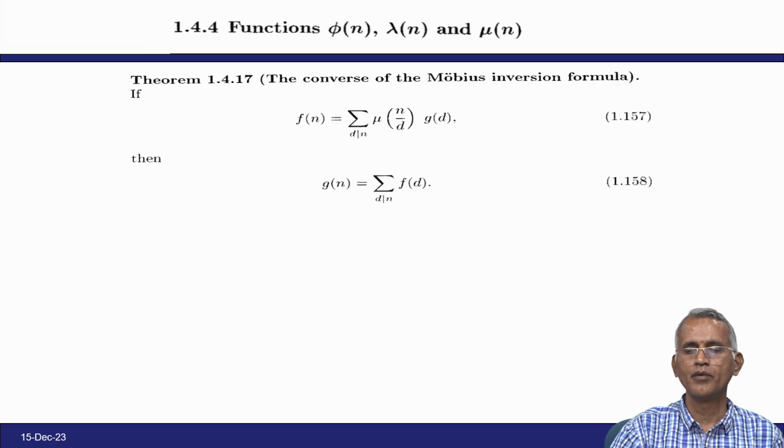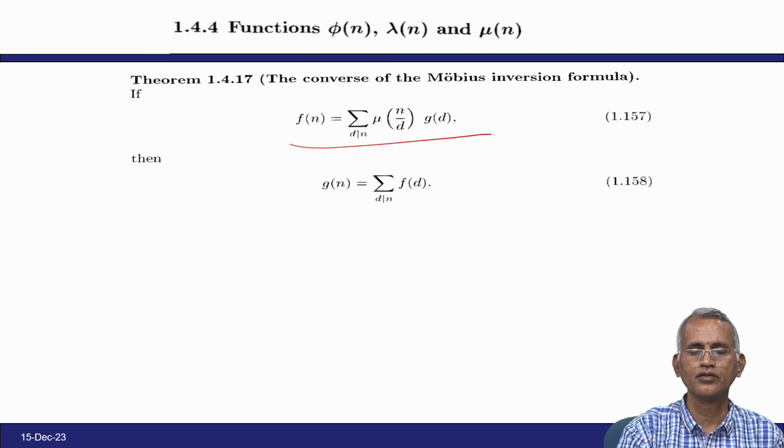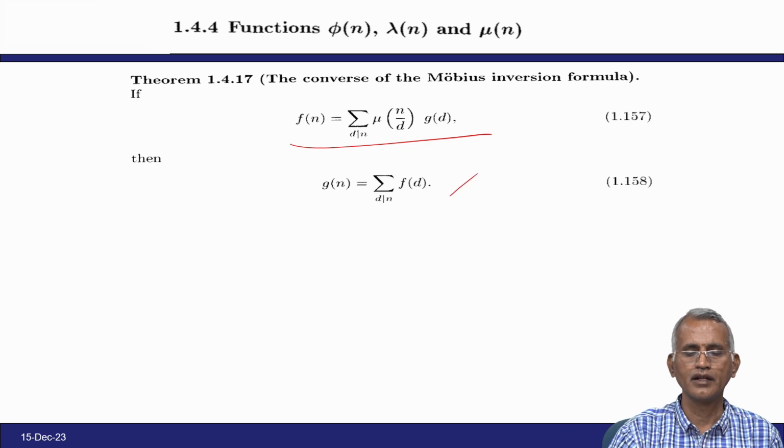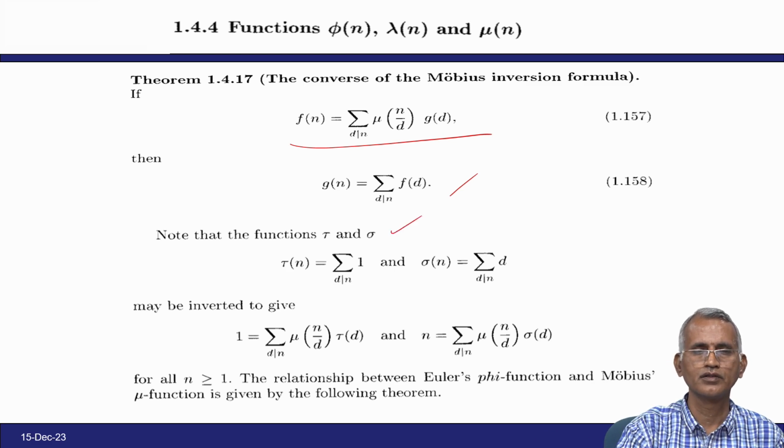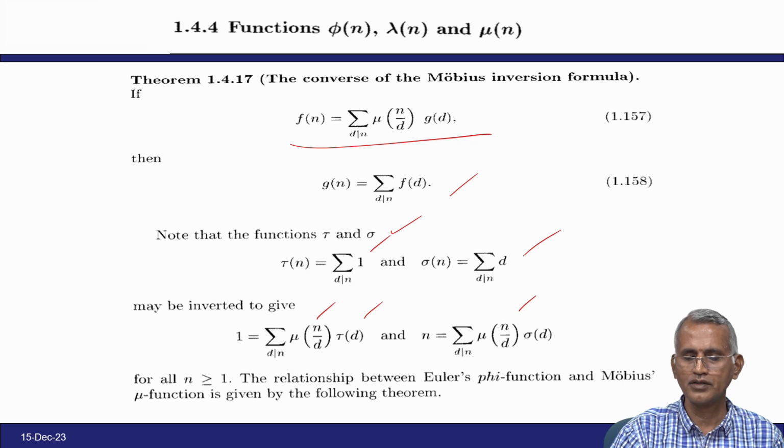So, the converse of the Mobius inversion is: f of n equals the summation over d dividing n of mu of n by d into g of d, then g of n equals the summation over d dividing n of f of d. So, note that the functions tau and sigma are given by tau of n equal to the summation over d dividing n of 1, and sigma of n equal to the summation over d dividing n of d. So, by inversion, 1 can be expressed as the summation over d dividing n of mu of n by d into tau of d, and n can be expressed as the summation of mu of n by d into sigma of d.